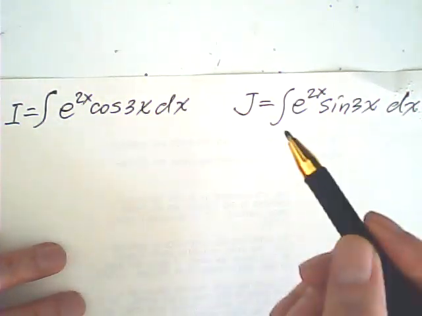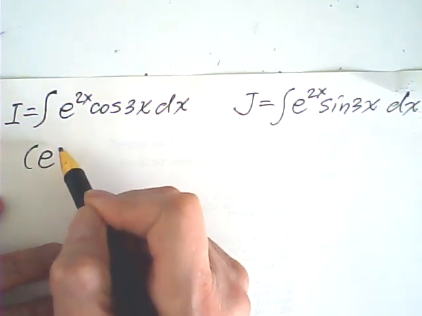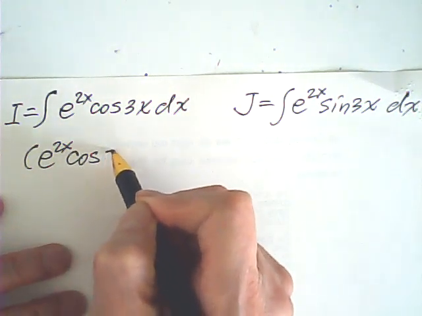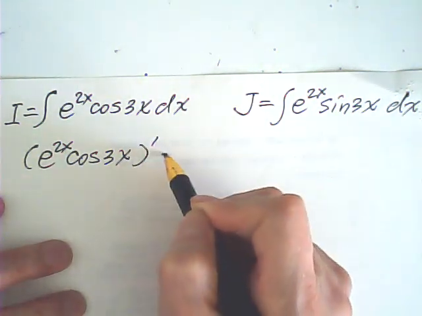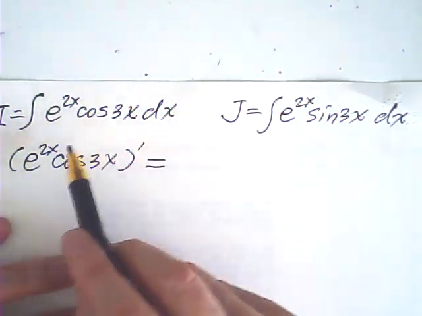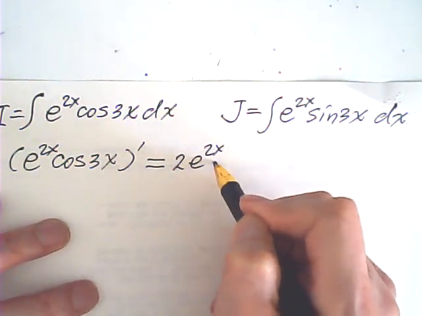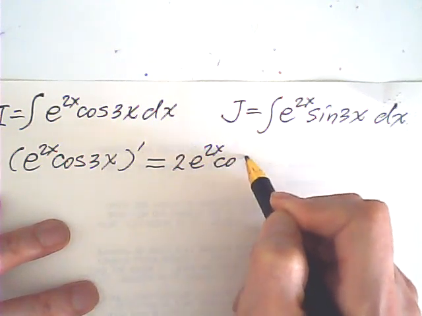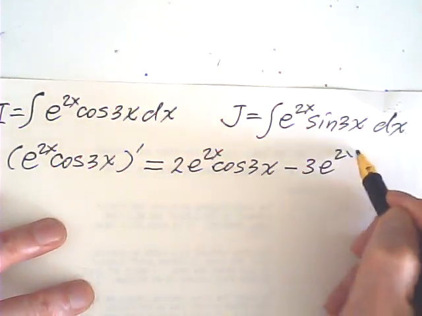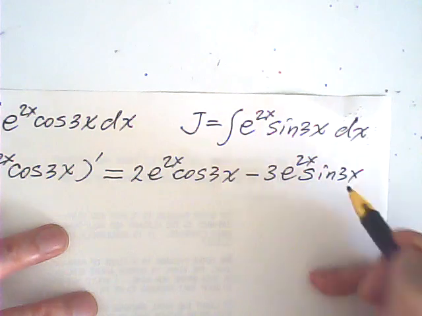Now here, look, the derivative of e to the 2x cosine 3x is equal to, obviously, by the product rule, 2e to the 2x cosine 3x minus 3e to the 2x sine 3x.